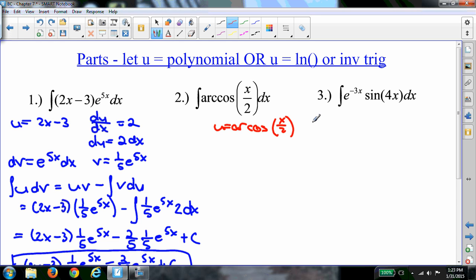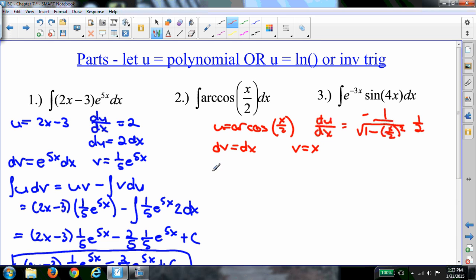And taking the derivative of that, du dx is going to equal negative 1 over the square root of 1 minus quantity x over 2 squared. And then multiplying by chain rule, we need to multiply by a half. All that leaves for our dv then is dx. And so if we integrate both sides, v is going to equal x.